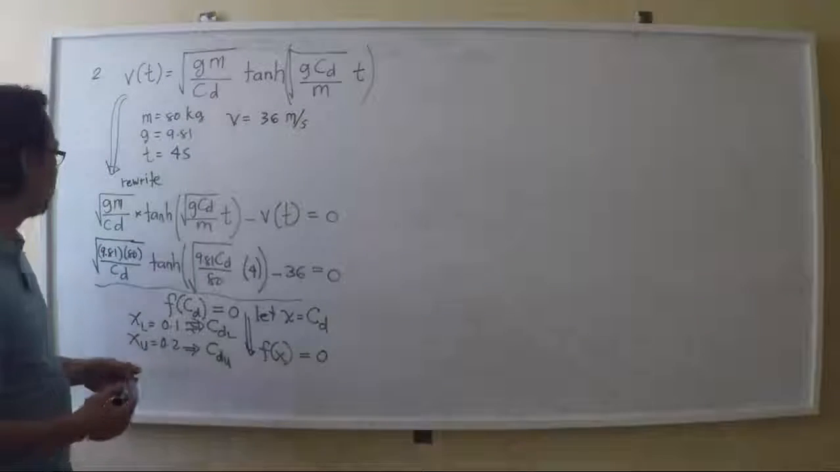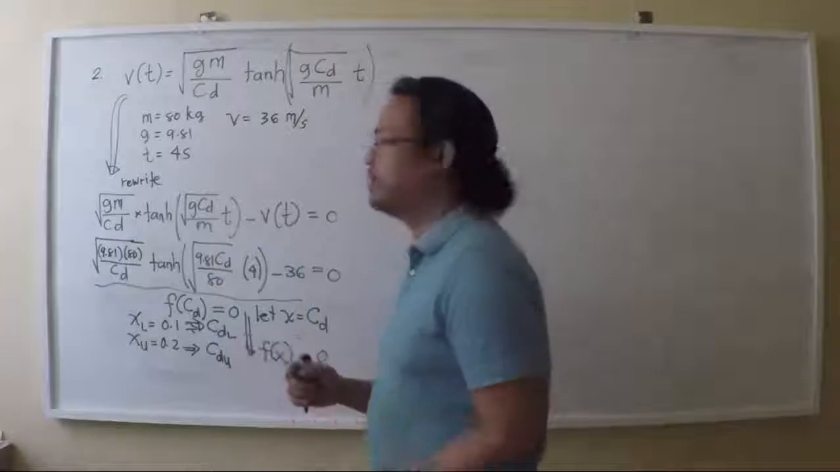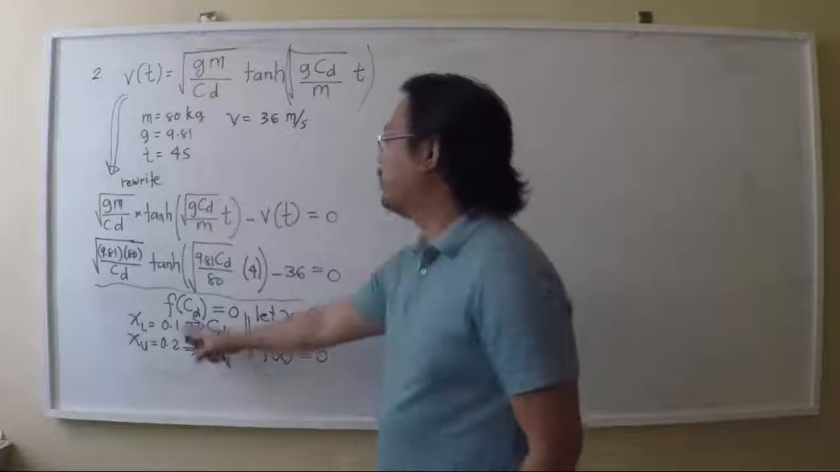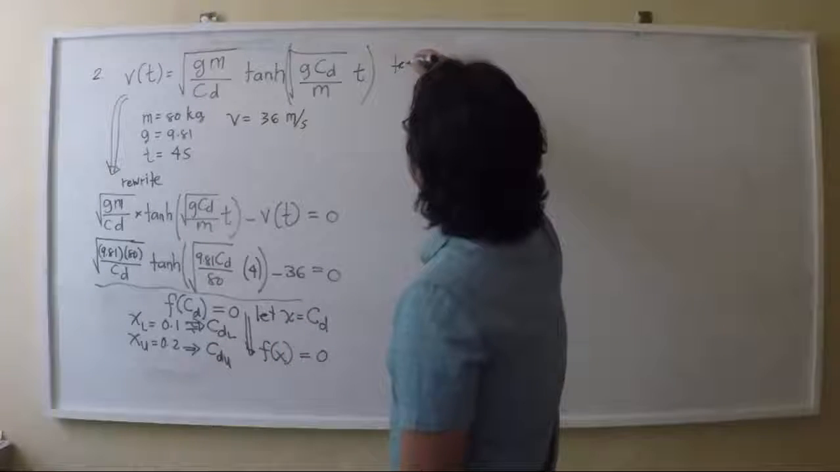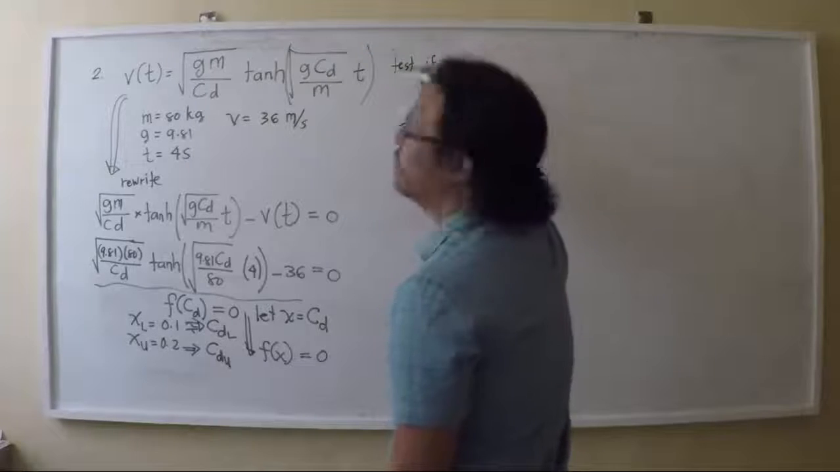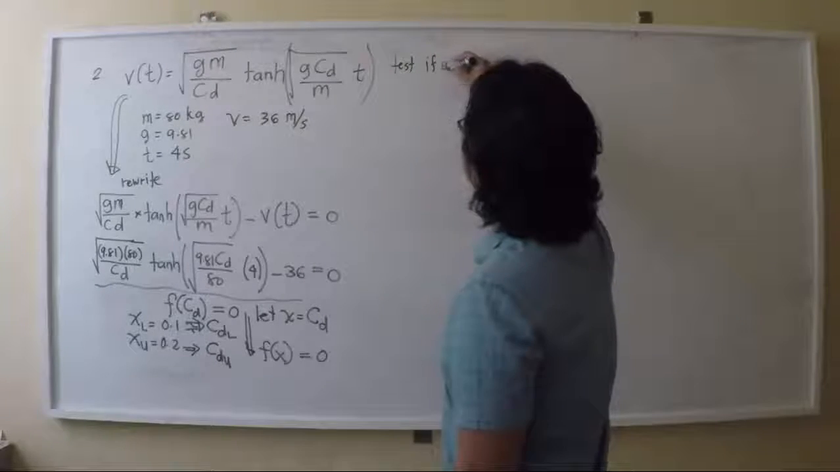Okay. Now, from here, we will start our first approximation. But before that, 0.1, 0.2, let's try to check it first. So test if a root exists.